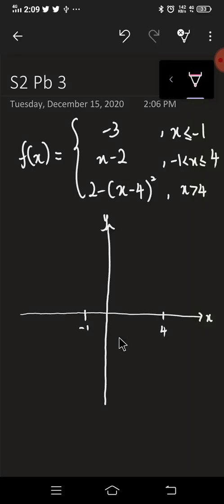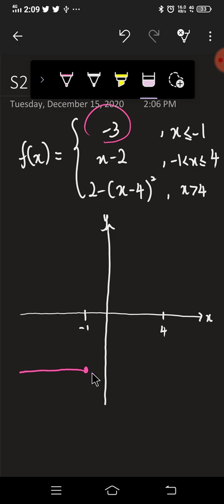Number 3, they give you a piecewise function for f(x) and then they ask you to sketch the graph. So we have 3 intervals here: for x less than or equal to -1, in between -1 and 4, and more than 4. For the first part, x less than or equal to -1, our graph will be the constant function, so it's -3. So -3 is here. So a dot at (-1, -3), and then it's a straight line, a constant function.